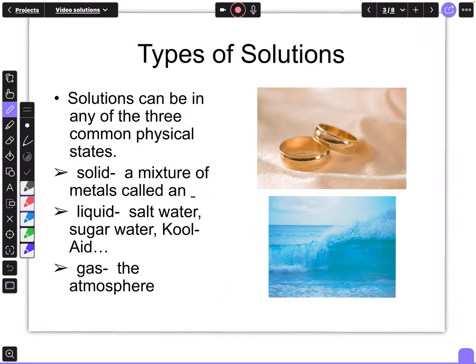Now, types of solutions. Solutions can be any of the three common physical states. It can be a solid, and that's a mixture of metals, which we call an alloy. An alloy would be a mixture of two metals, like bronze or steel. A liquid solution would be like salt water, sugar water, Kool-Aid. Then gas solutions would be like the atmosphere, because it's a mixture of oxygen gas, nitrogen gas, and carbon dioxide.